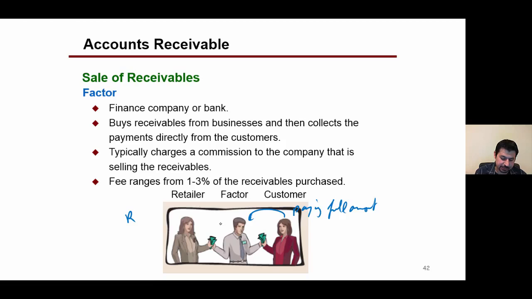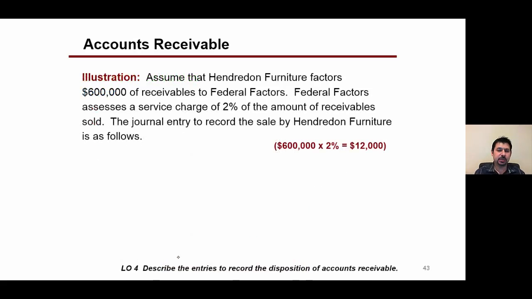So the retailer will be getting from the factor the full amount minus the charge, and the factor will be left with the amount of the charge. But the retailer won't have to wait for the factor to collect the money from the customer. Basically, once they sell it to the factor, they will collect the cash, and later on the factor will be following this up with the customer. So let's see how this is entered.